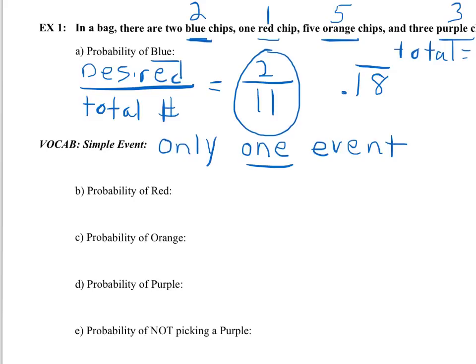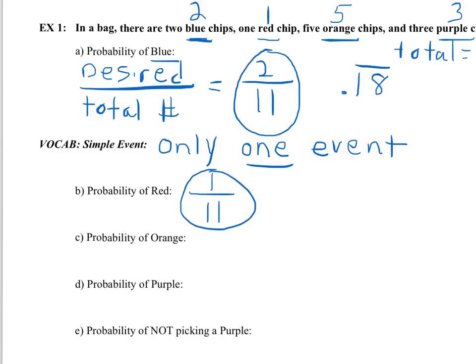All right, let's do one more real quick. It says the probability of red. Well, that tells us red is our desired. So how many red chips are there? 1. And then how many total chips are there that you could actually pick if you reached in? There are still 11. So our answer to this one is 1 out of 11.